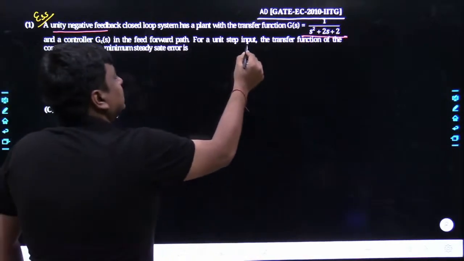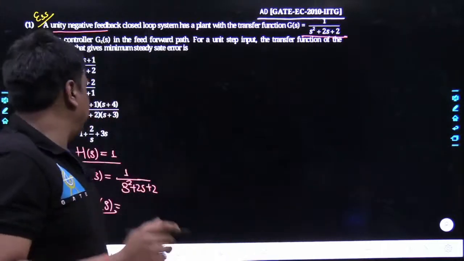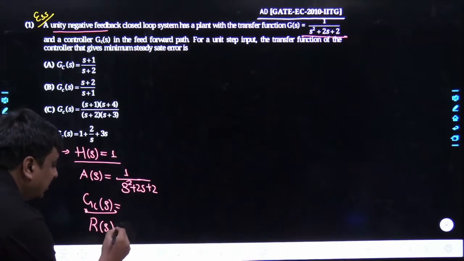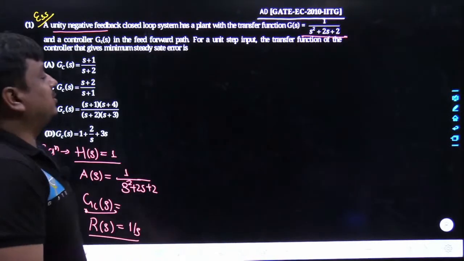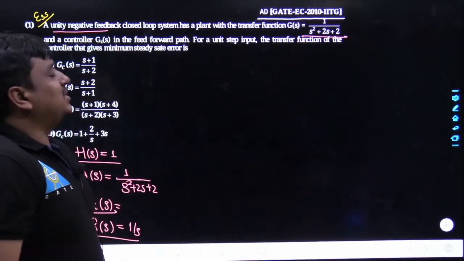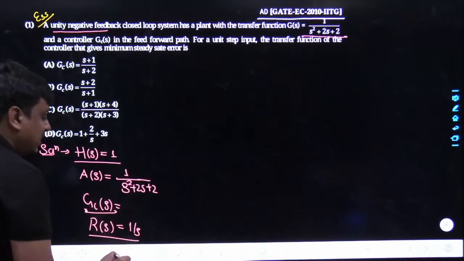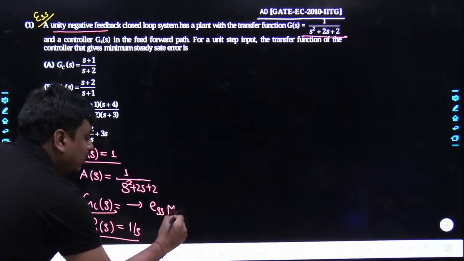For a unit step input, that means the system is getting excited by a unit step input. So if you want to write, you can write that also. R of s has been precisely given as 1 upon s in this problem. Nobody should have any doubt as such. We need the transfer function of the controller that gives the minimum steady state error. That means you need to find the value of GC of s such that the value of ess must be minimum.